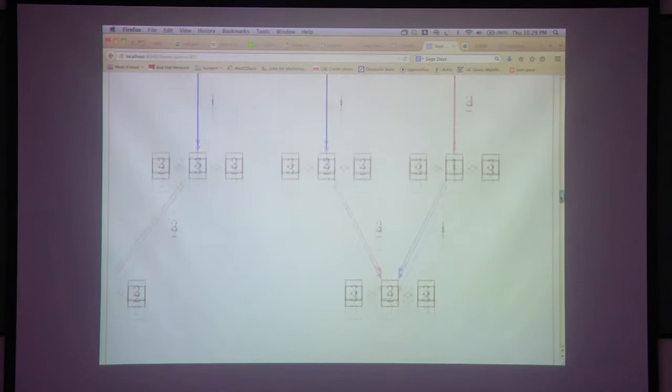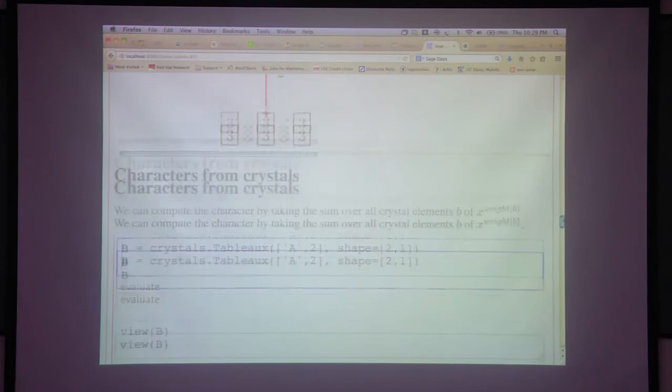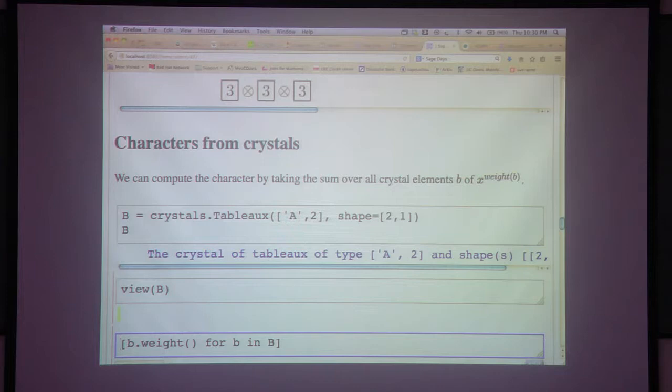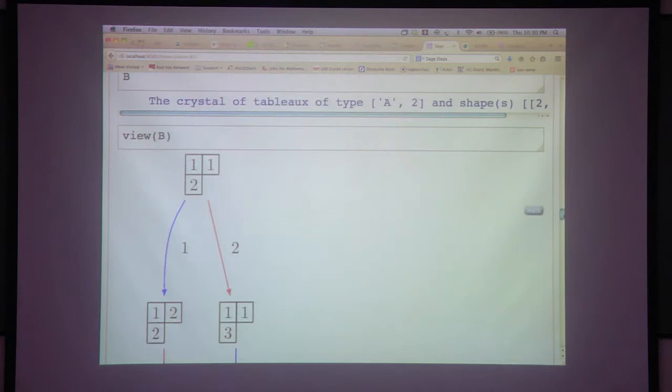Okay, now let's try to get characters from crystals. The way you get characters from crystals is you take all the vertices in your crystal and sum up x to the weight. That's how you get the character. Let's do that for the crystal of type A2 of shape 2-1. I'm going to make that crystal and look at it. This should be the crystal that I had in the beginning on my slides as well, the crystal that we had before.